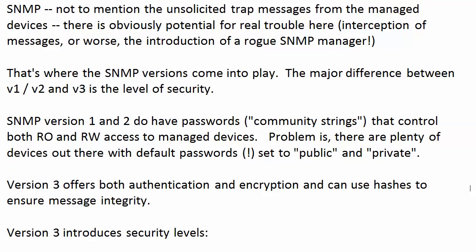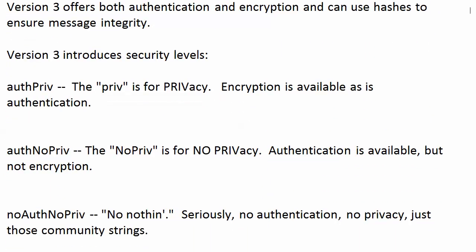Version 3 introduces security levels, and these are pretty bizarre looking at first, so I'm giving you a little extra something here to help you remember what each one means. First, you have something called authPriv. Well, the priv there is for privacy, and encryption is available, as is authentication. So we love that.